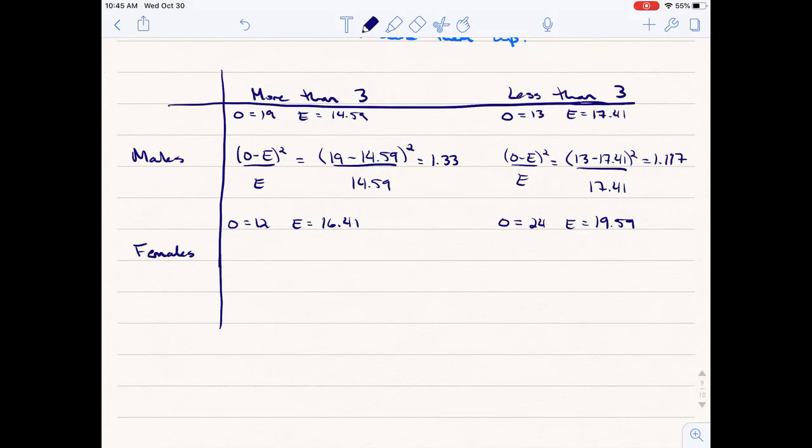Moving down to the females, observed minus expected squared over the expected. You don't need to write out the formula or anything like that, but I find that it's helpful to map out where to put stuff. So I get 12 minus 16.41 squared over 16.41. 1.185.